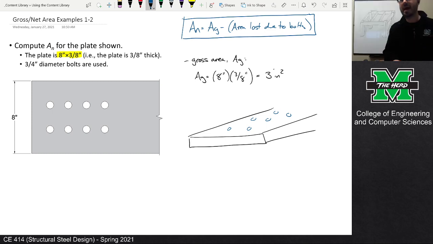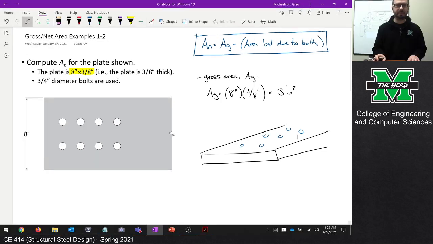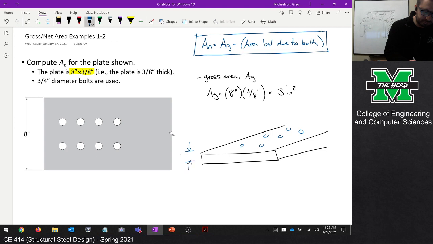Give me 1 second. The plate is 3/8 inches thick. That's how we got this dimension here, which is 3/8 of an inch, and this dimension is 8 inches.